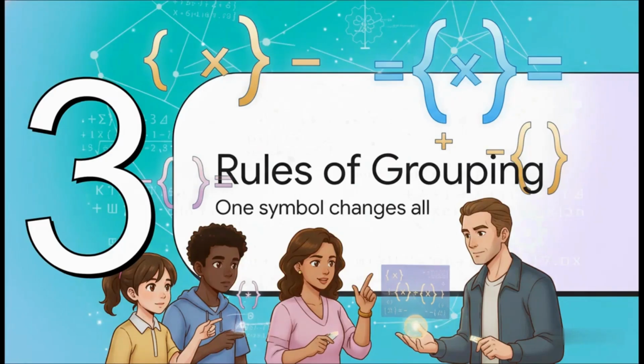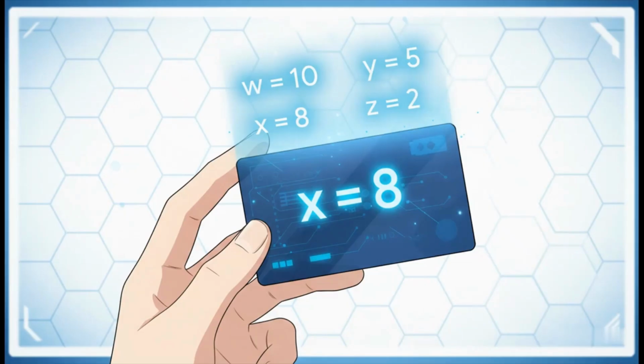All right, now we're getting to one of the most powerful and honestly one of the coolest parts of this language, the rules of grouping. Get ready to see how a single tiny symbol can completely change the meaning of a message. Okay, for this next part, we've got a brand new code key. We're working with a fresh set of values, and the one to remember for this next puzzle is that x is now equal to 8.